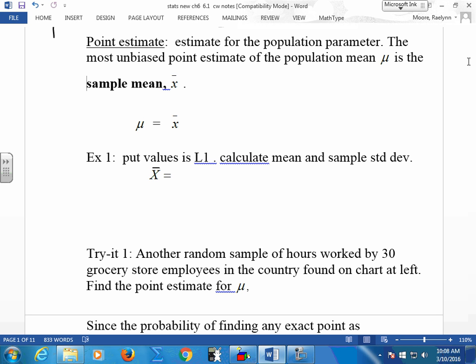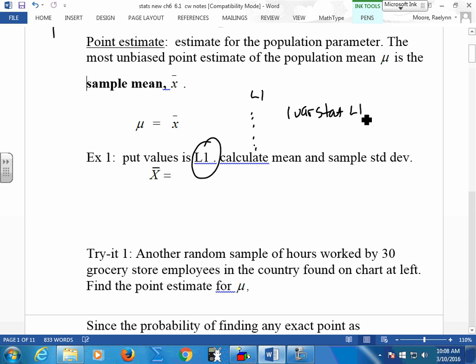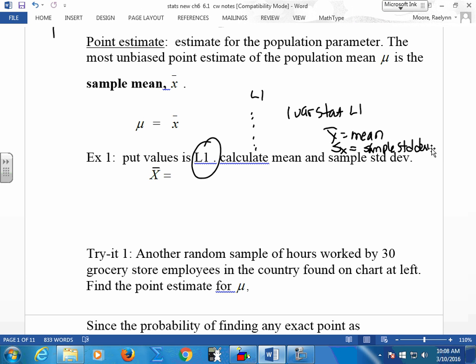So you're going to put it in your L1. I'm not going to ask you to do it because we already know how to do this. We just list all the numbers. We do a one-var stat for L1. And this is our mean, and our sample standard deviation is this. I think everybody remembers that, right? Yes? No? Okay. We don't have to practice doing that. All right. So that's all they're looking for you to do. And then try it yourself.